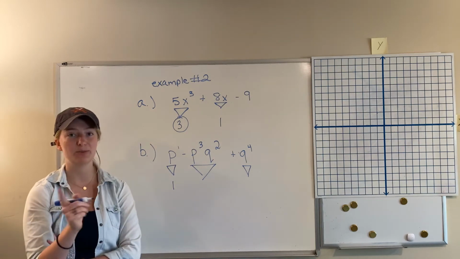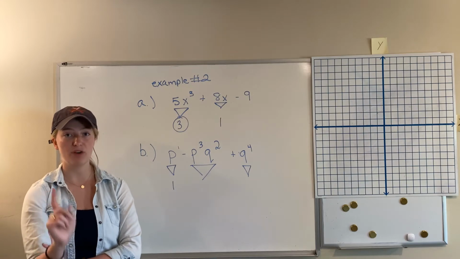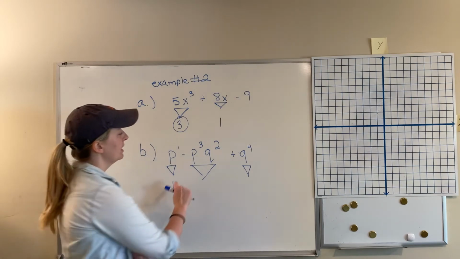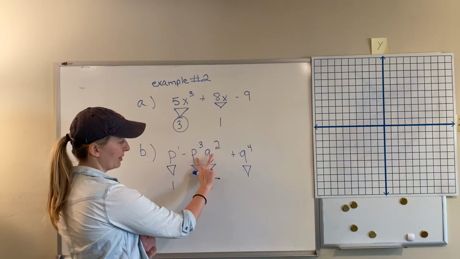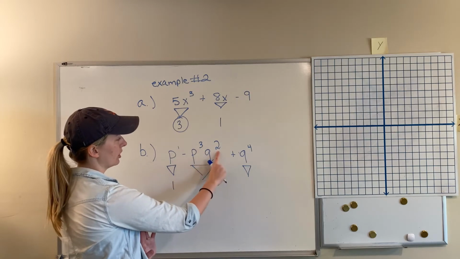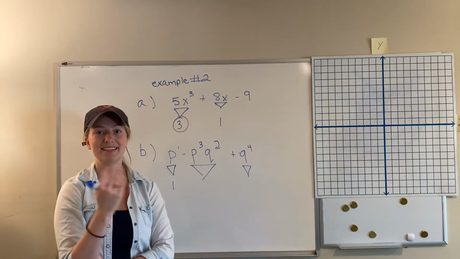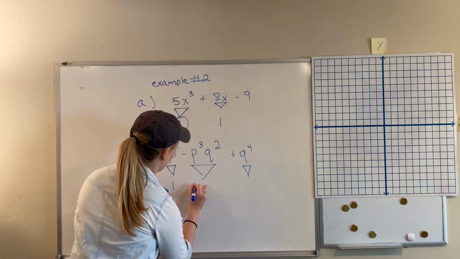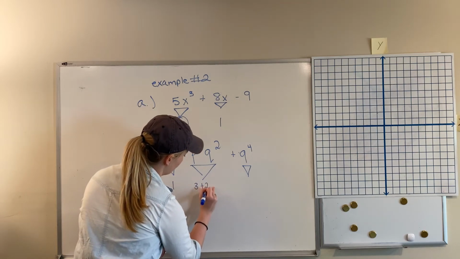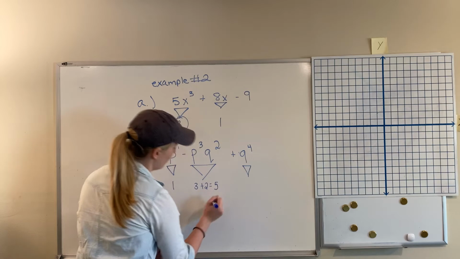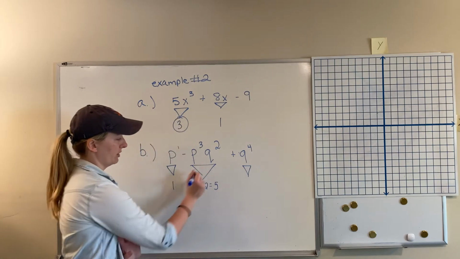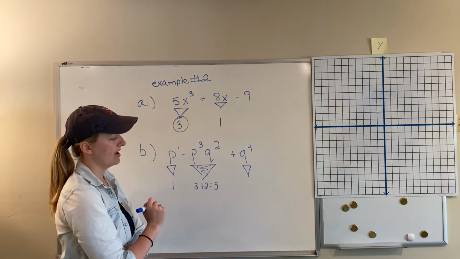And now we said it's super important that you take the sum of all the variables for an individual term. So for this term, I have 2 variables, p and q. P is raised to the third, q is raised to the second. I take the sum of them. So I have 3 plus 2 is equal to 5. So the degree of this particular term right here is 5.